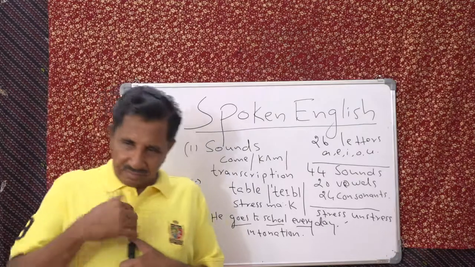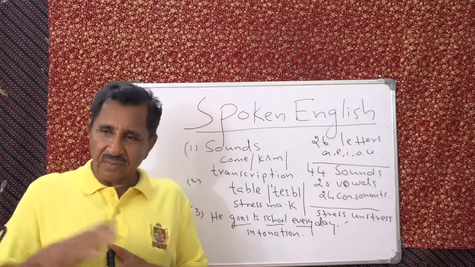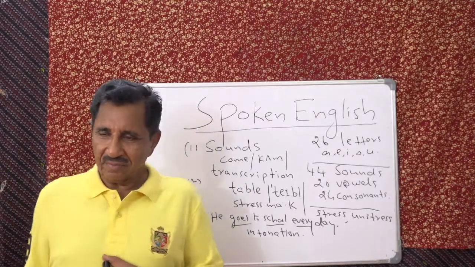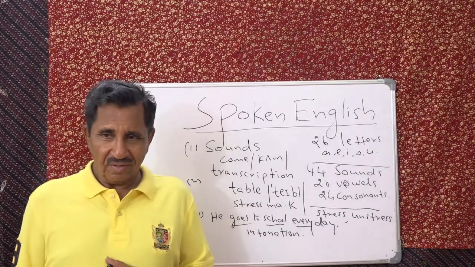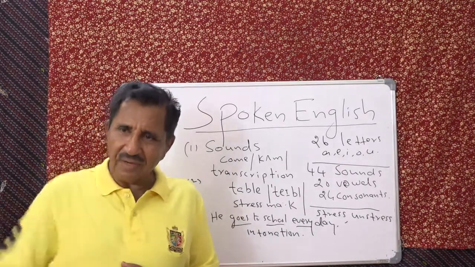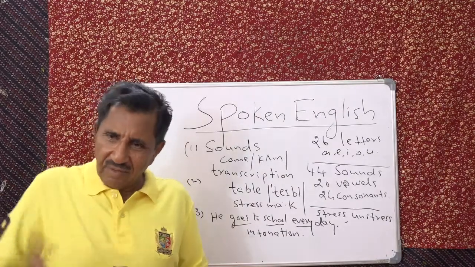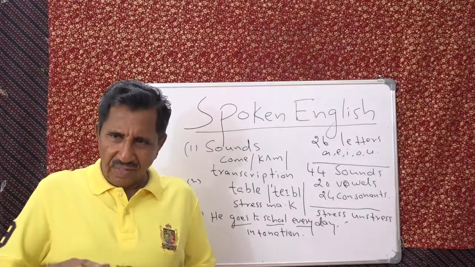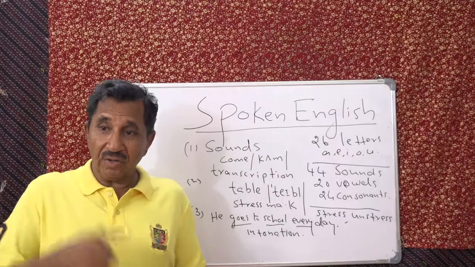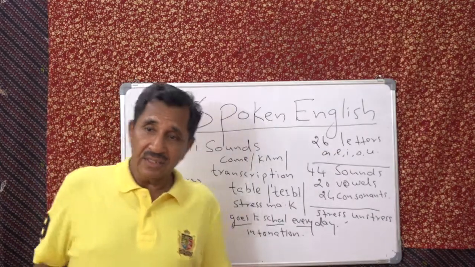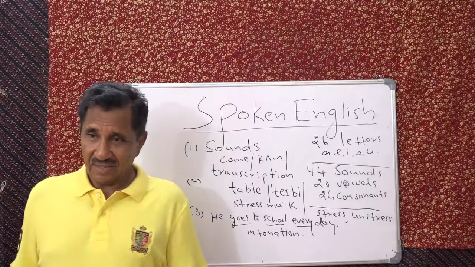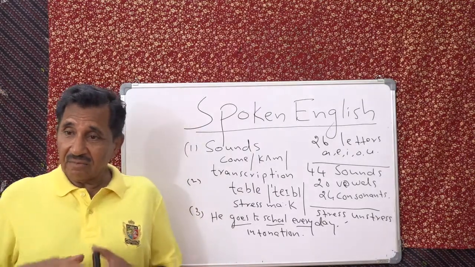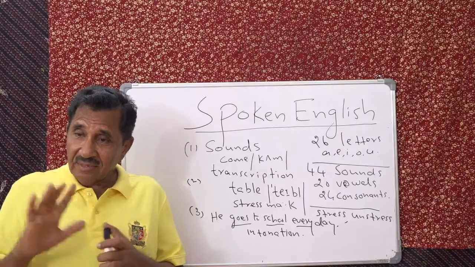Intonation means the level of your voice going up and down. Understand? High pitch, low pitch. So that is level. Pitch means level. So the level of your voice should go up and down according to the meaning of the sentence, the meaning of what you are saying. And this intonation can make changes in meaning.